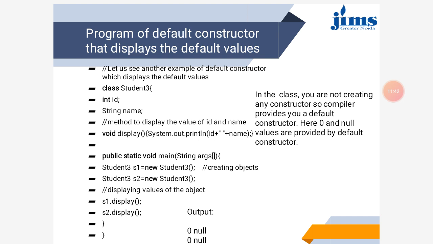What we see are default values, that is 0 and null. So both the objects are initialized with their default values, and for integer the default value is 0, and for string the default value is null. So we are creating two objects with the help of the default constructor, and the default constructor is initializing with default values.